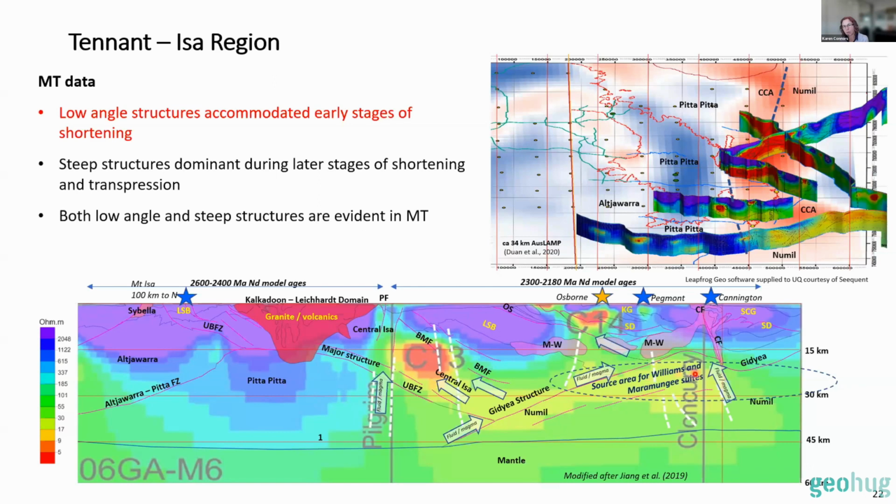Based on what we know about the Williams granites, the depth of the source corresponds well with the top of the Numal terrain here. So co-location of MT and seismic, I think, is really key and well worth doing. It provides a lot more insight.